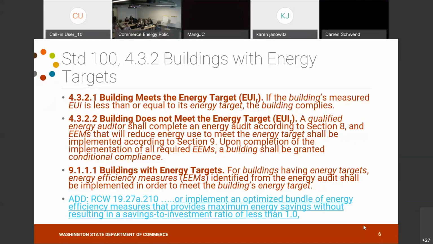The economic criteria we're discussing today isn't particularly relevant to us as administrators. The standard basically says go out and do it, meet the target. Okay, so it doesn't have the flexibility that the law does. And so I grabbed the section out of the law that said, or implement an optimized bundle of energy efficiency measures that provides maximum savings without resulting in a savings to investment ratio less than one. These folks that take the OR path are interested in what we're talking about today.